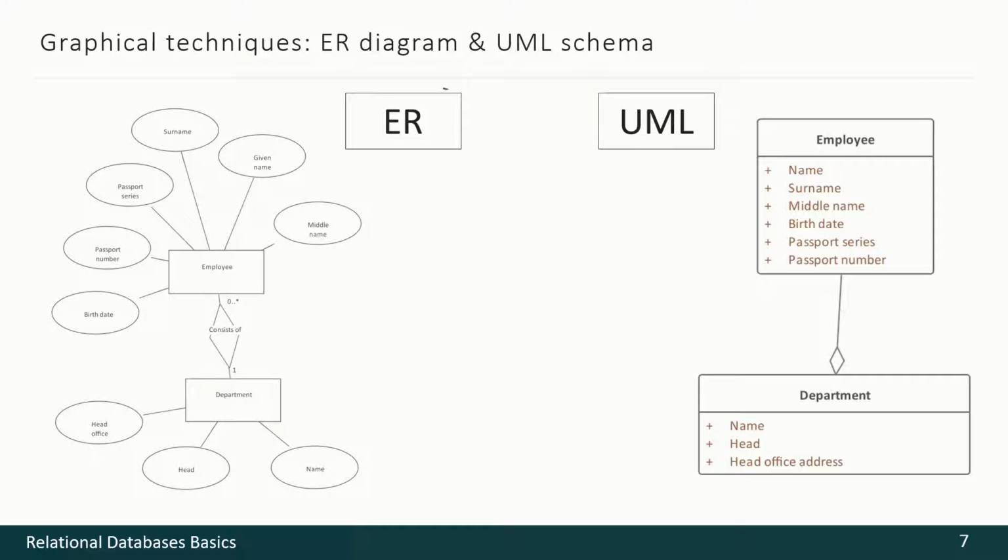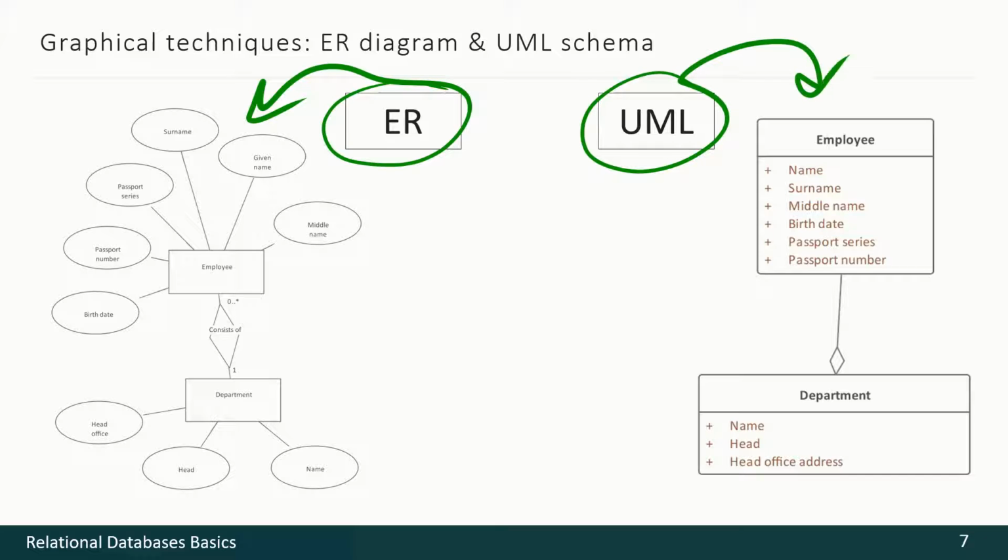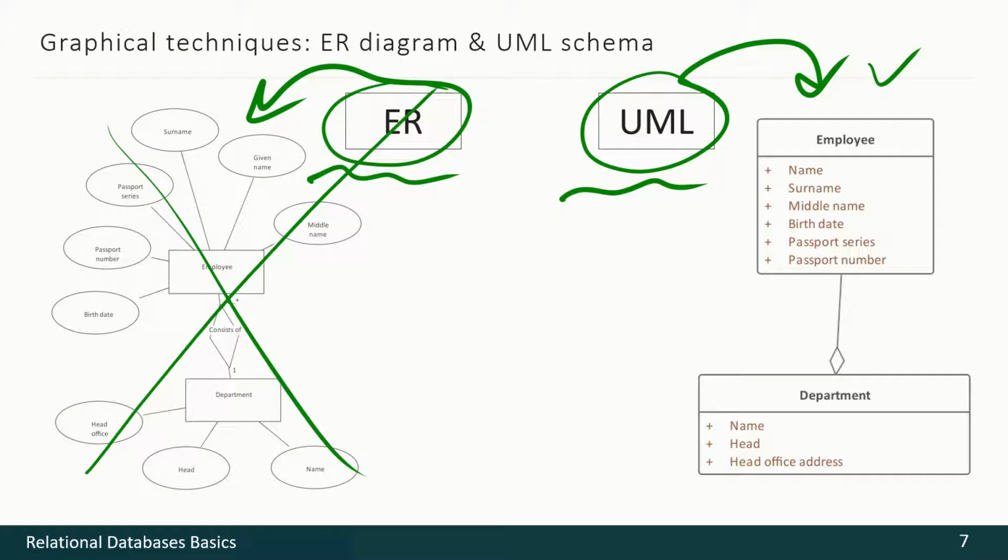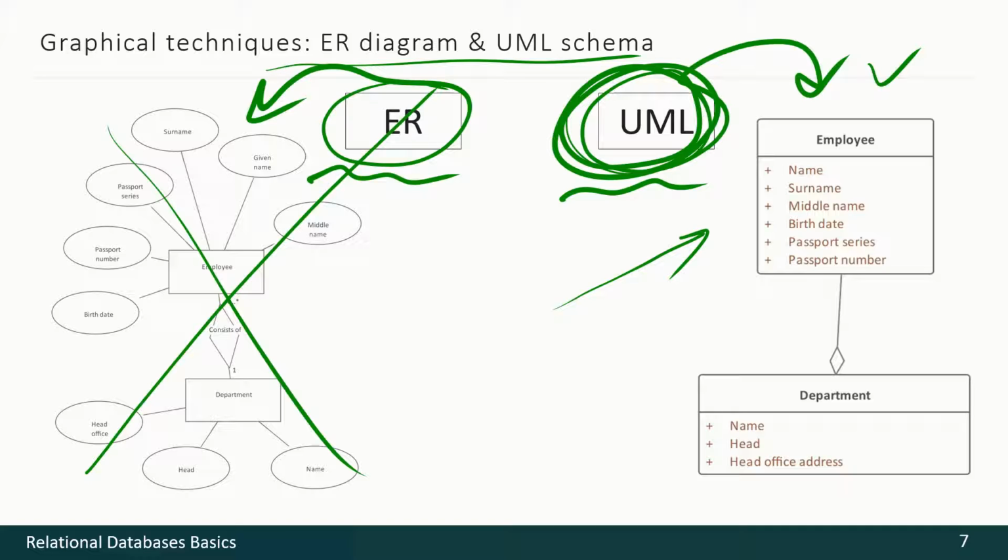This is how entity relation, it's here, and UML, it's here, schemas look like. Entity relation was the first from historical point of view, but nowadays it's almost replaced by UML approach because it's more compact, it's more widespread, it's more easy in some points of view, so UML is now the best graphical approach for most database modeling tasks.